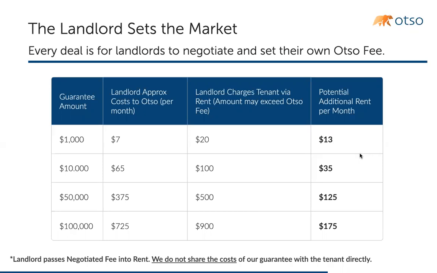And so, this is a good chart here that goes through an example. Maybe our guarantee, if it's $1,000, is only $7 a month. Well, $7 is nothing, right? What if the rent's $1,000 a month? Maybe they can get $20, right? On a $10,000 deal, maybe they can get $100. On $50,000, maybe they get $500. And you can see you're free to negotiate the cost of this.